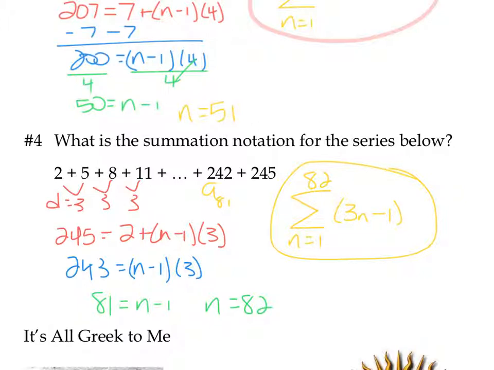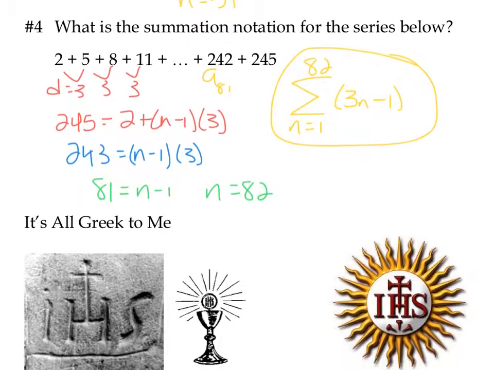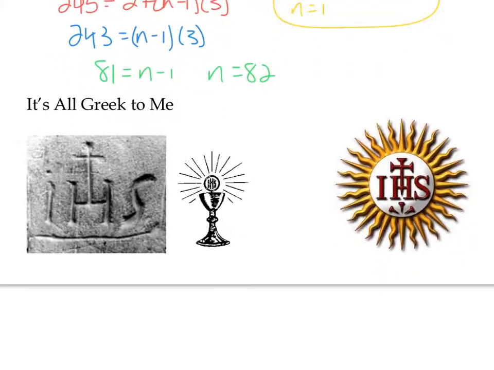So we've talked about this sigma and how it's the Greek letter used for a sum. Well, I'm going to talk about some other Greek. It's all Greek to me. That's a phrase people will use sometimes when they don't understand something. All right, well, let's talk about some Greek.